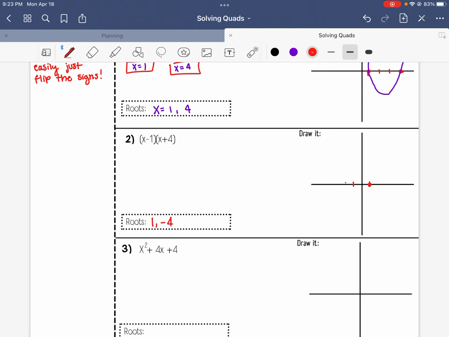So my answer over here would be 1, so I'd be right here. 1, negative 1, negative 2, negative 3, and negative 4. So this one's going to look something like this instead.